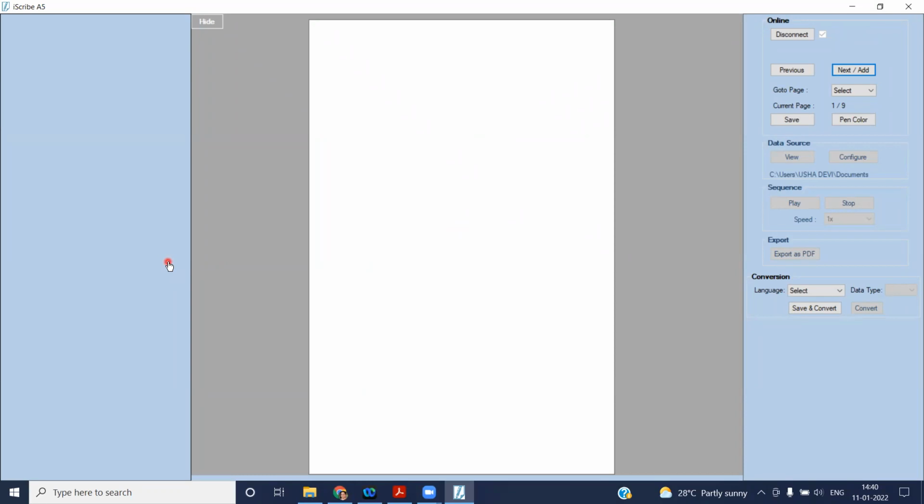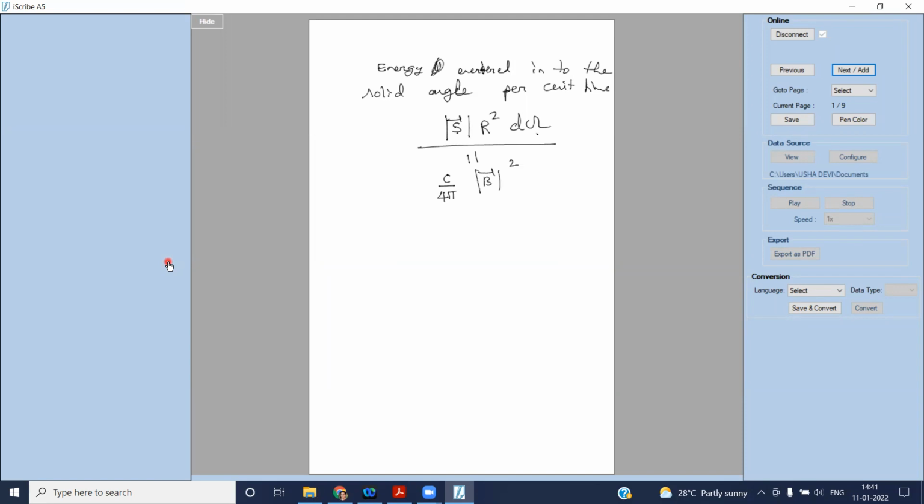What is it that I want to do? My intention is to write the energy entered into the solid angle per unit time. This I told you is given by the magnitude of the Poynting vector and r squared d omega. Is that fine? Then I am simplifying this and writing it. When I simplify it, I have to write what S is. The magnitude of S is c divided by 4 pi, B mod squared, and there is an r squared d omega. That is what I will get.